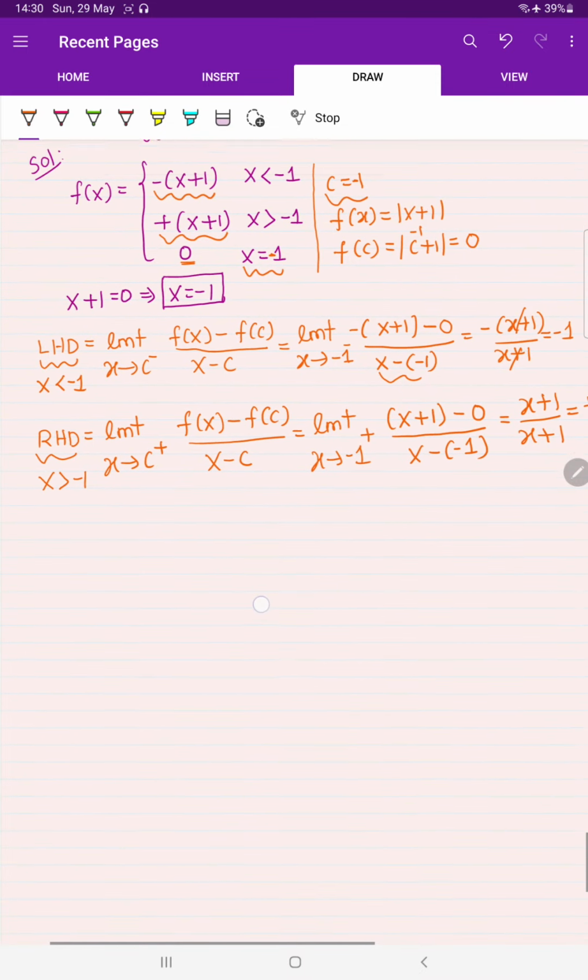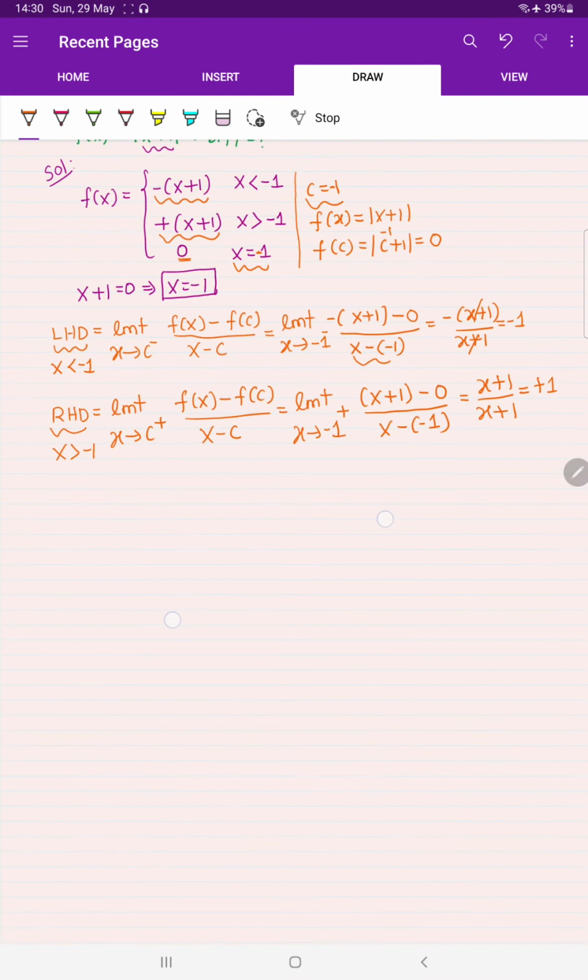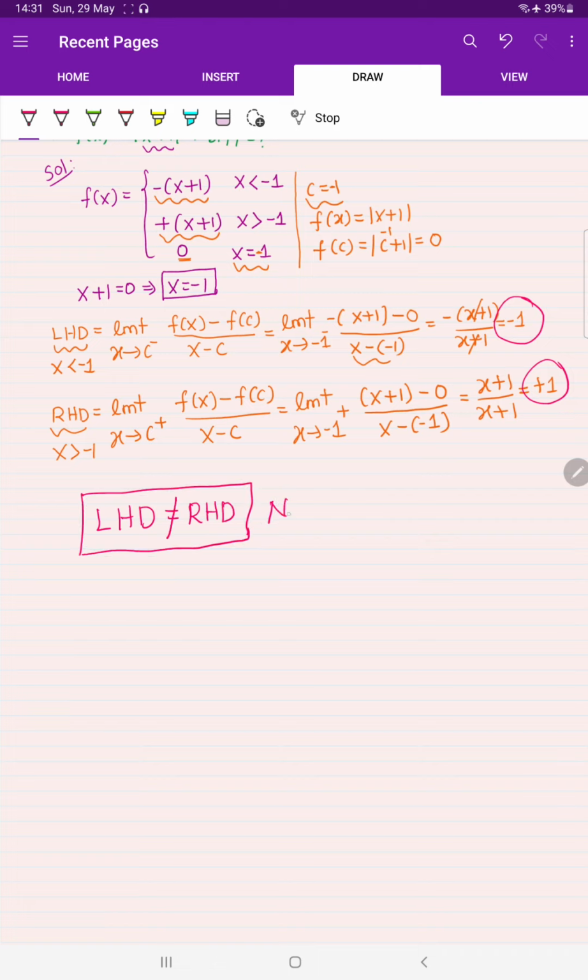What is the conclusion here? From the resultant conclusions, here we are getting minus 1, here we are getting plus 1. So the conclusion is, the left hand side derivative and right hand side derivative are not equal to each other. So the given function is not differentiable at x equal to minus 1. That's all. So we got the conclusion. We have found the answer for the given function.